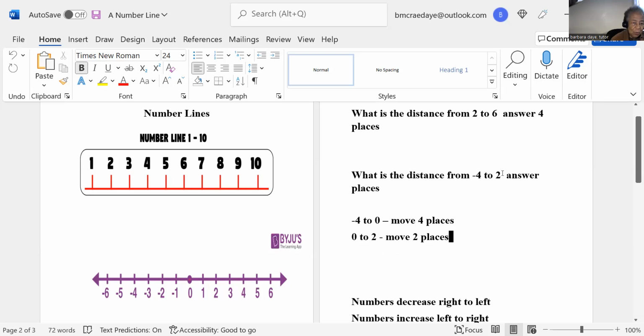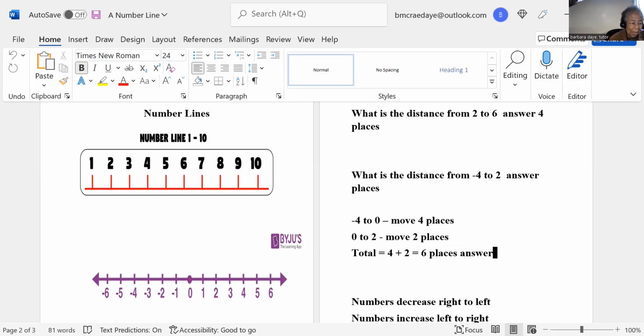From -4 to 2, I broke it up into 2 steps. Minus 4 to 0 is 4 places. 0 to 2 is 2 places. So what's the total? You have to add all of them together. That's right. And what would that be? 4 plus 2 would be 6 places. Okay, 6 places. And that's the answer.